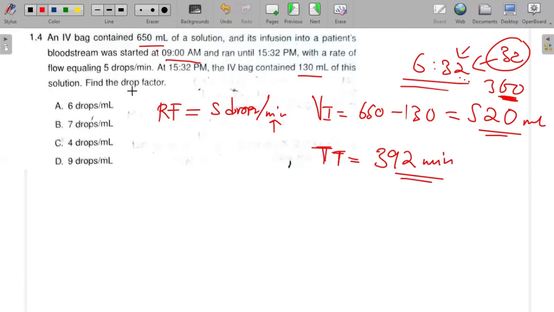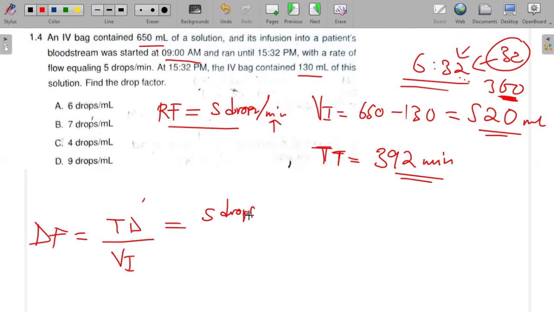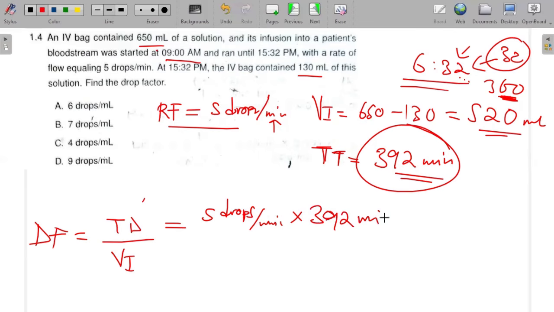So now, what are we finding here? We're finding the drop factor. Okay, so to find the drop factor, we need the number of total drops divided by the volume infused. So the number of total drops here is just going to be the flow rate, which is 5 drops per minute, multiplied by the total time. Because if there are 5 drops per minute, what about in 392 minutes? So I'm going to multiply by 392 minutes. And then I divide by the volume infused, so 520 milliliters.